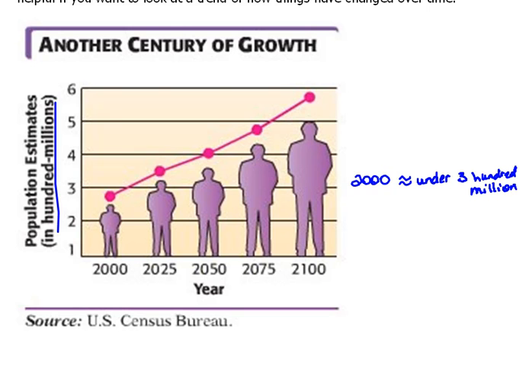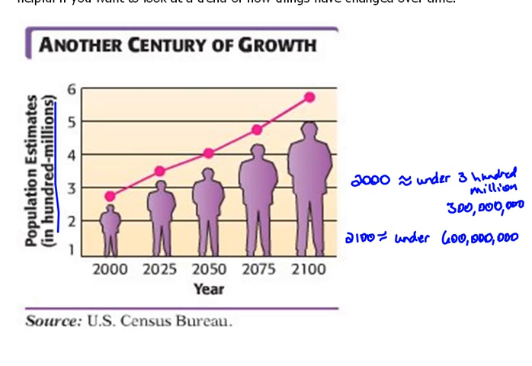Now I could have written that out in digits, and that would have been 300 million. No thousands, no ones. Now let's look at the year 2100. 2100 looks like it is just under 600 million. So the year 2100, it looks like we are just under 600 million.